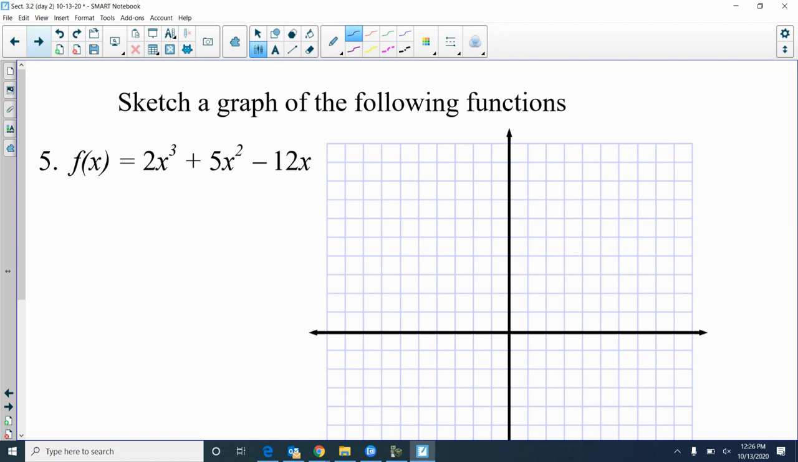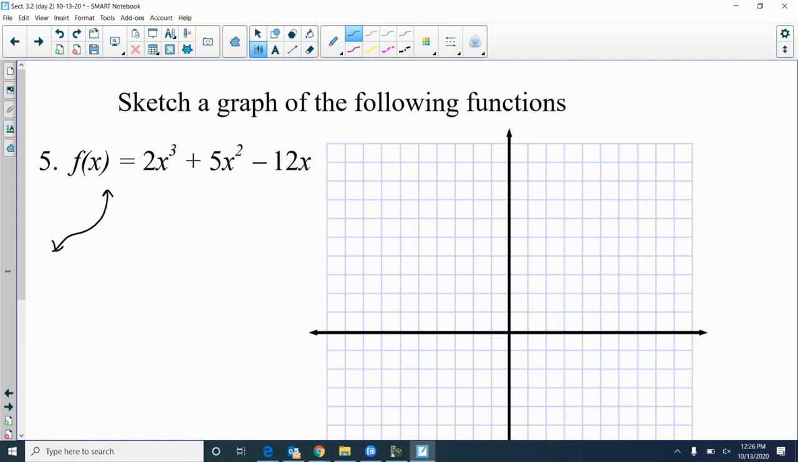All right, I can tell the leading term straight in front of me. It's 2x to the third. So I know that it's going to go from low to high. But what about the zeros? Can I look at it and tell the zeros? No, you cannot. It's not written in that nice form. So we got to convert it to that form.